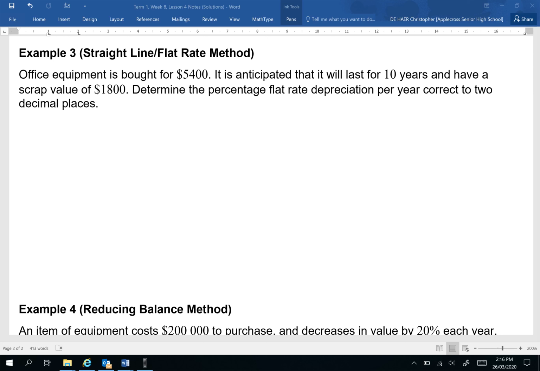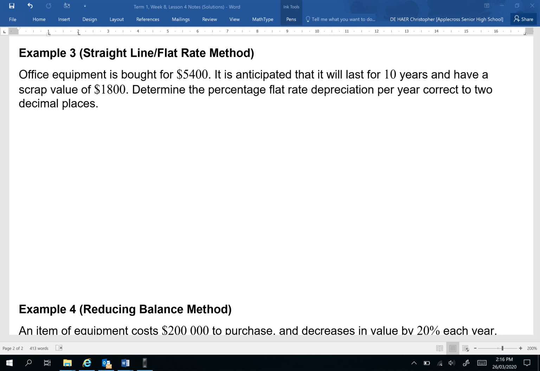So we've got a situation here where office equipment is being purchased for $5,400. It's anticipated that it will last for 10 years and have a scrap value or market value of $1,800. Determine the percentage flat rate depreciation per year, correct to 2 decimal places.